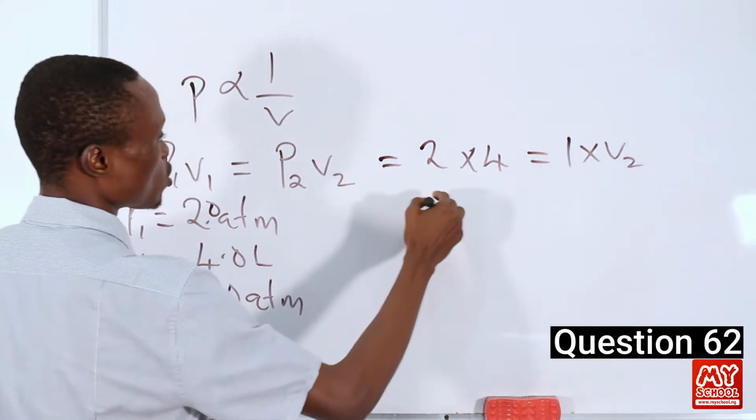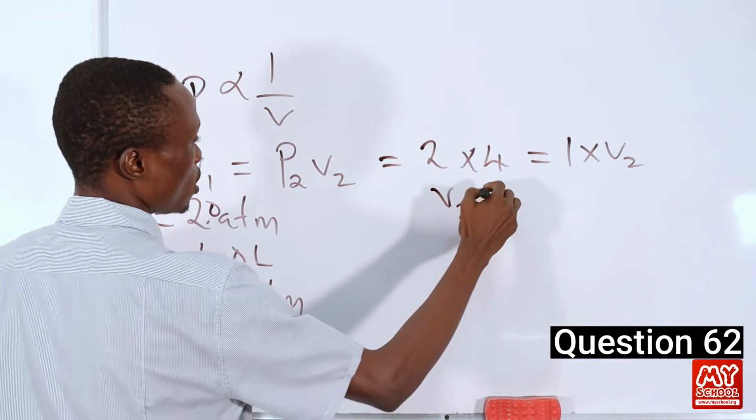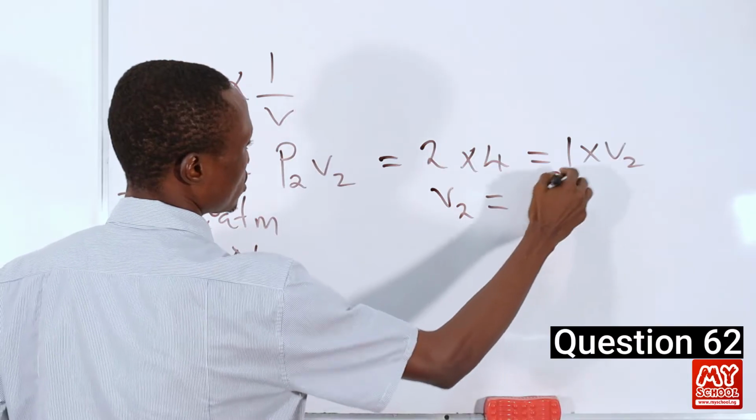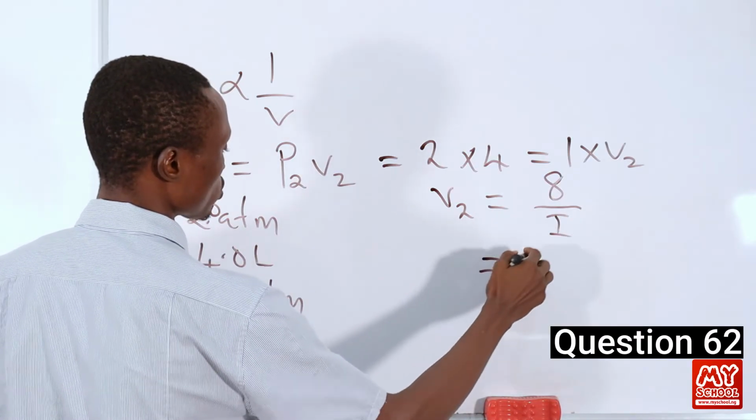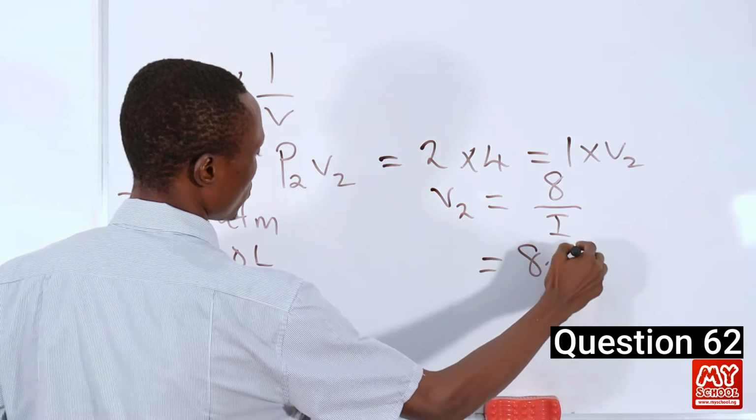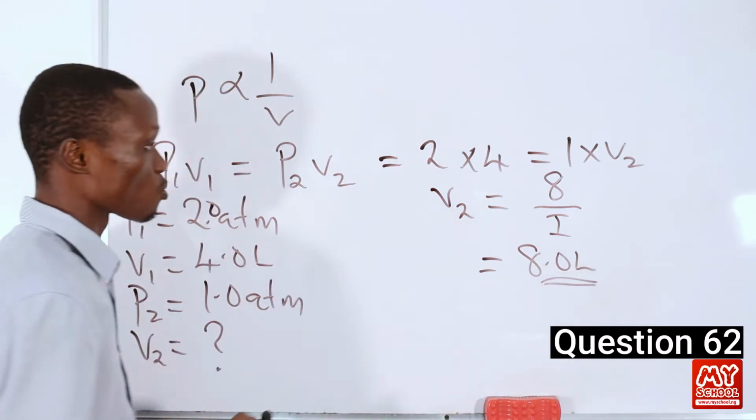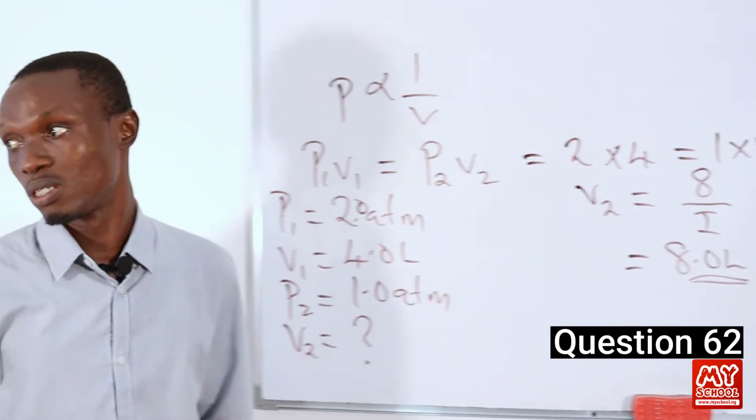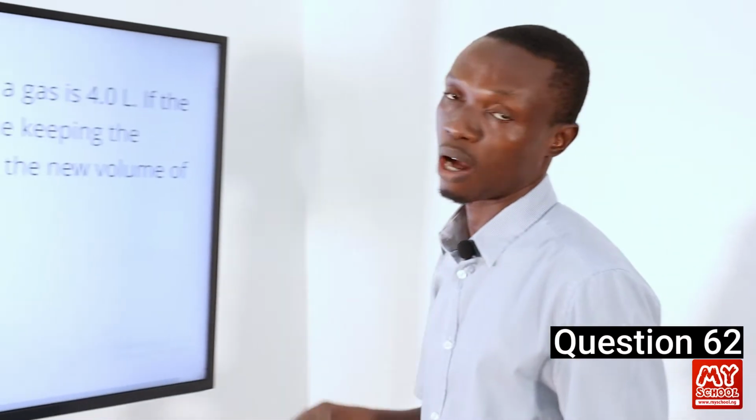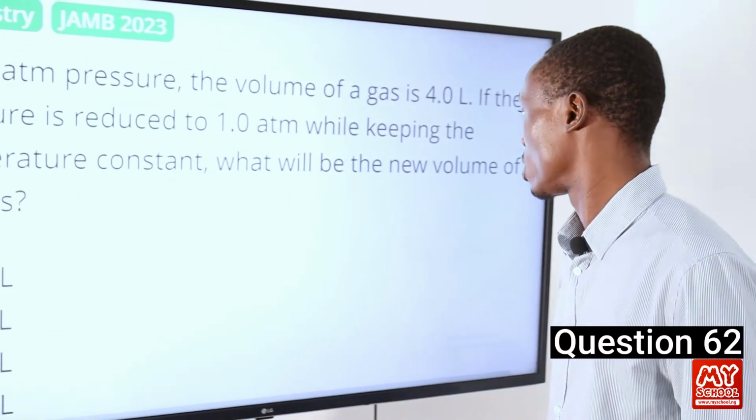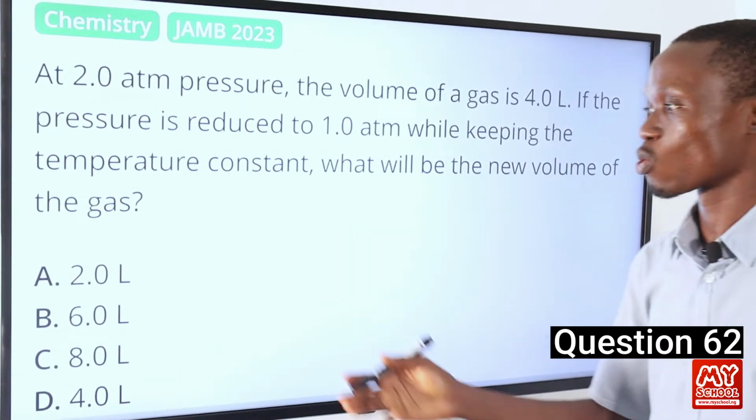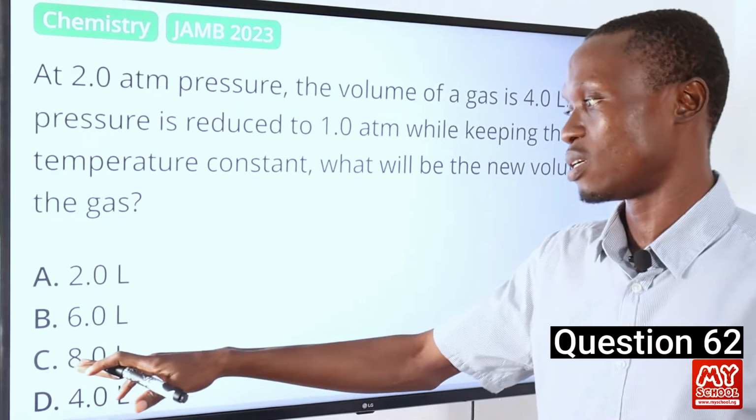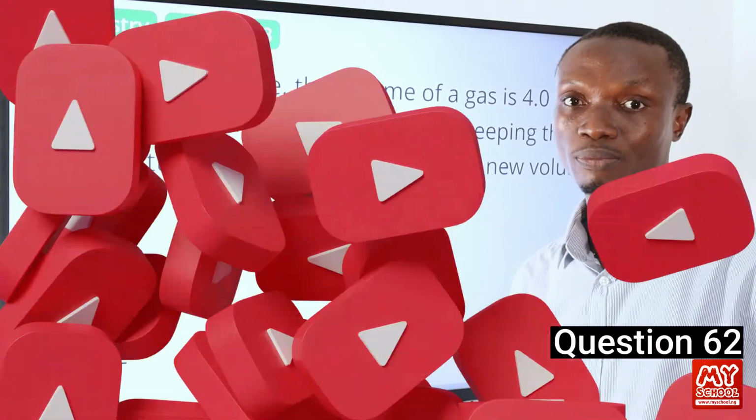So we make V2 the subject of the formula, so that V2 is equal to 8 divided by 1, that will be equal to 8.0 liter. Okay, so let's move over to the screen to pick the correct option. From our calculation, the new volume we got is 8.0 liter. So the answer to this question is option C, 8.0 liter.